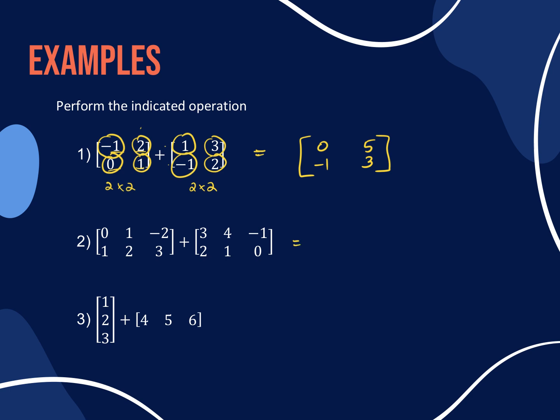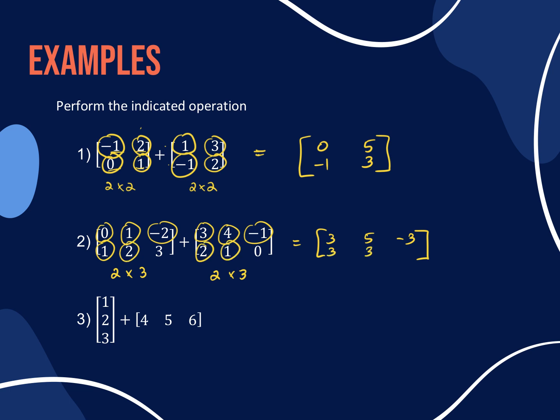So again, I come to the next one, and I have to make sure of what I've got here. I've got 2 rows by 3 columns, and this one is 2 rows by 3 columns. Because they're both 2x3s, I'm able to do the work here. So I know that my answer is also going to be a 2x3. So again, 0 plus 3 is 3. 1 plus 4 is 5. And -2 plus -1 is -3. 1 plus 2 is 3. 2 plus 1 is 3. And 3 plus 0 is 3. And that is the sum.